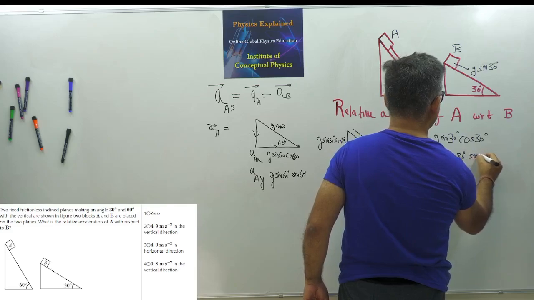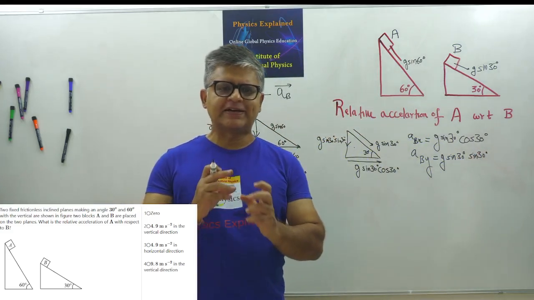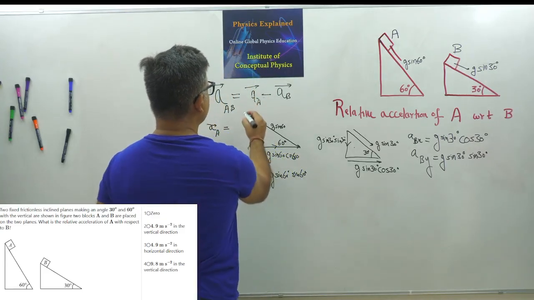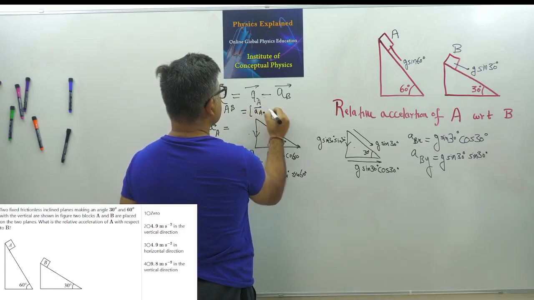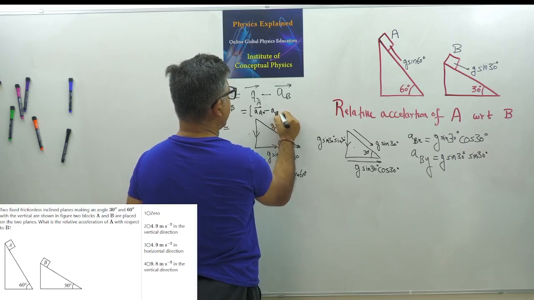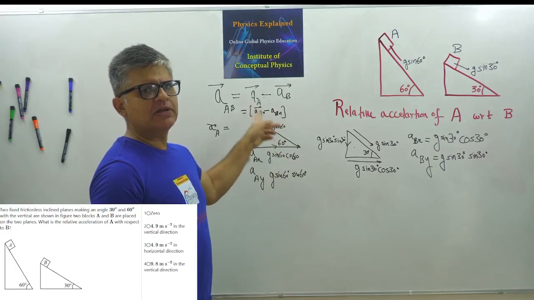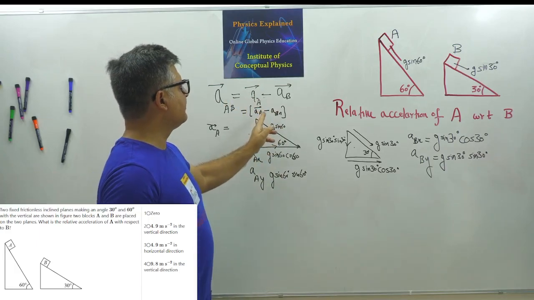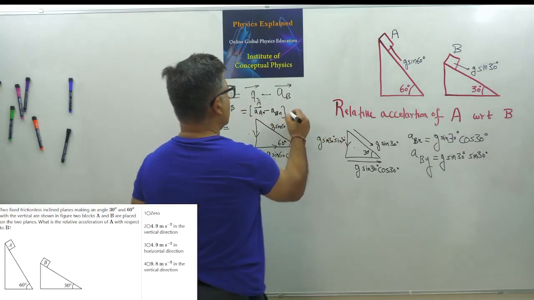This is sin 30. Now, if you notice, for me to do relative acceleration, this is what I need to do. I need to write the AAx minus ABx, right? So the x component comes like this, because we will have to subtract the x components first, and then we will subtract the y component.